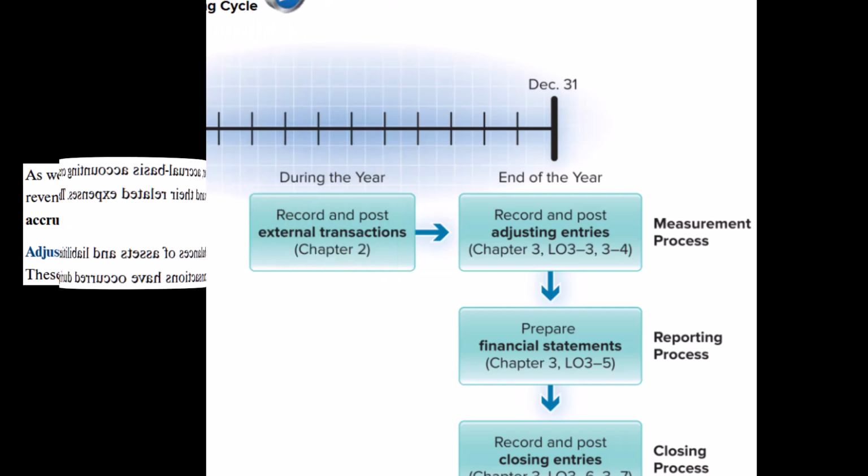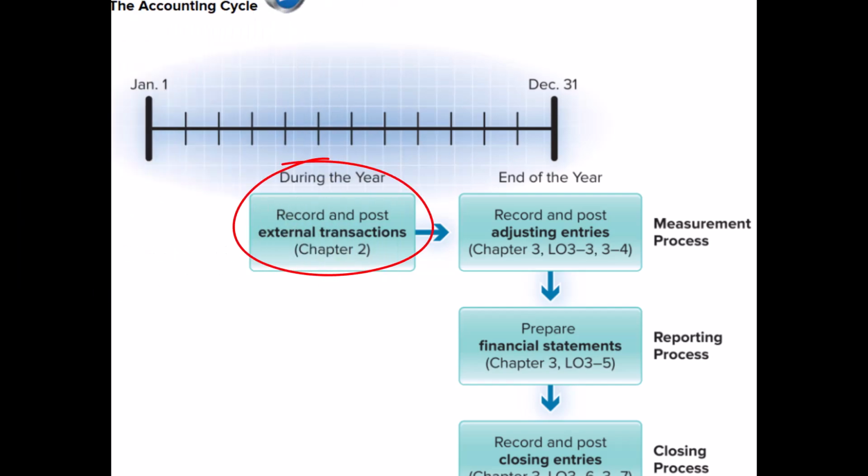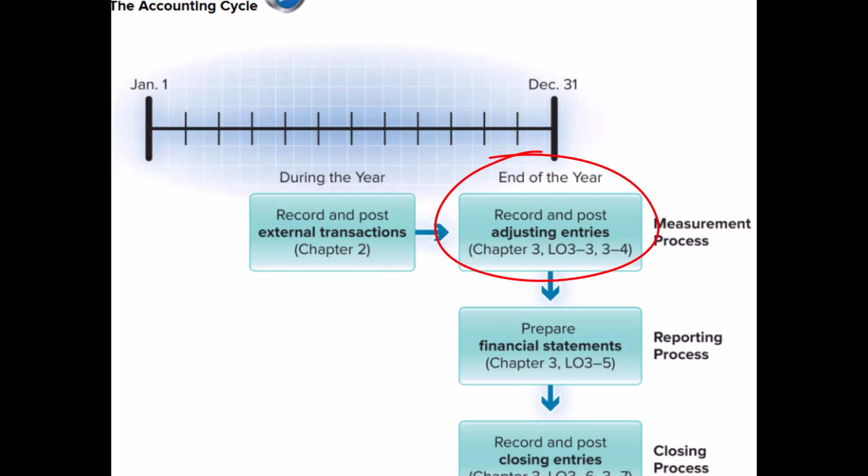As you can see, after we record the daily external transactions throughout the year, the next step in the measurement process is to record and post adjusting entries. These are needed because transactions and events have occurred during the period, but have not yet been recorded. All adjusting entries fall into one of two main categories: prepayments, also called deferrals, and accruals.